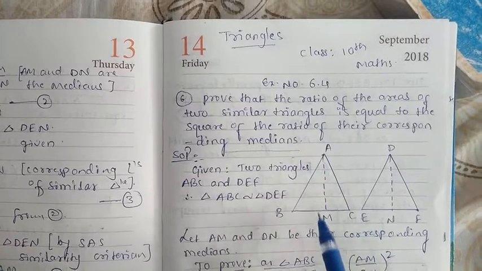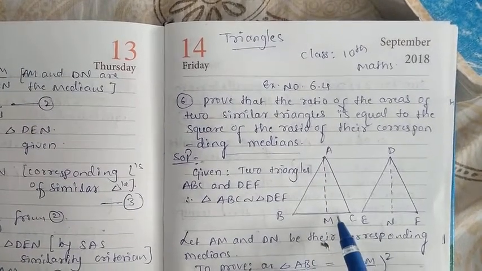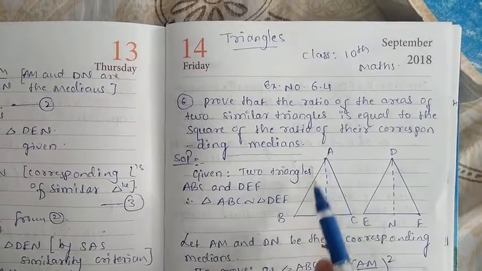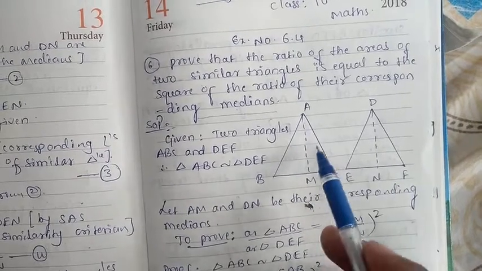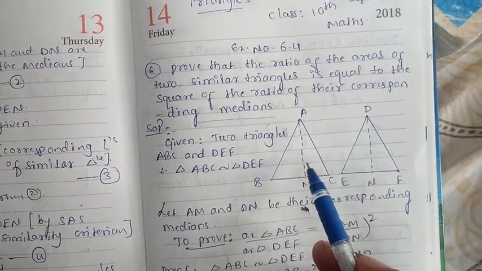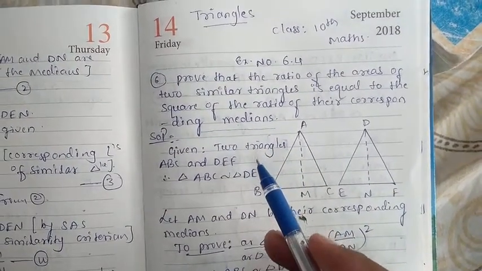A median is the line segment connecting a vertex to the midpoint of the opposite side. So you have to prove that the ratio of the areas of the two similar triangles is equal to the square of the ratio of their medians.